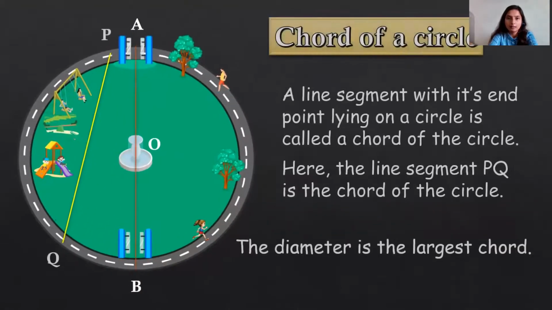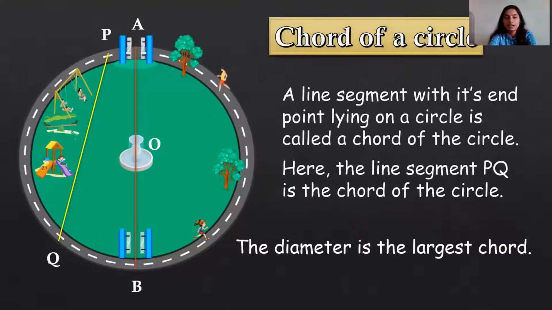Now let's learn about this line. A line segment with its endpoint lying on a circle is called the chord of the circle. So here the line segment PQ is the chord of the circle. And also the diameter AB is the chord as well. So we can say the diameter is the largest chord.